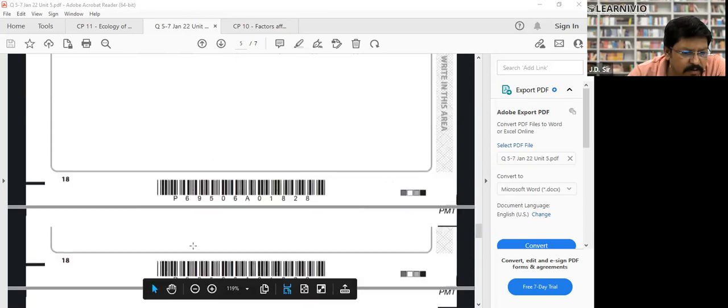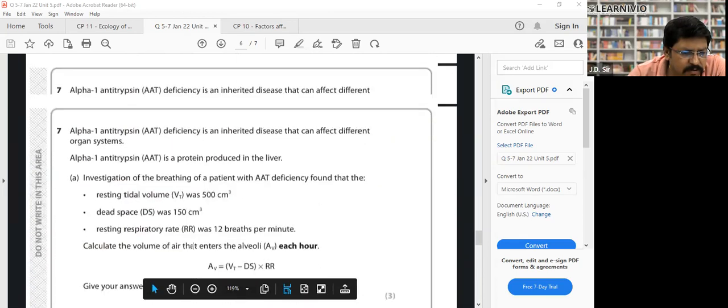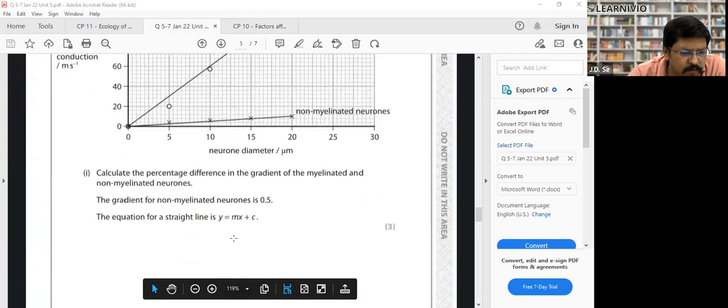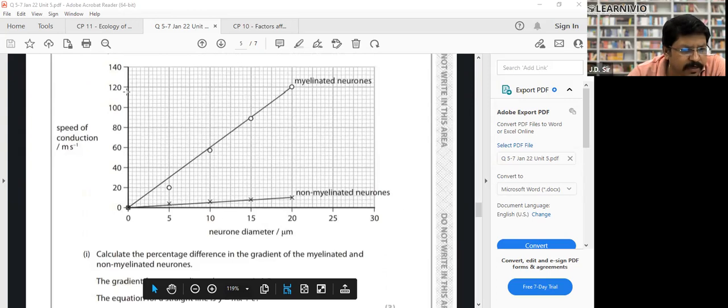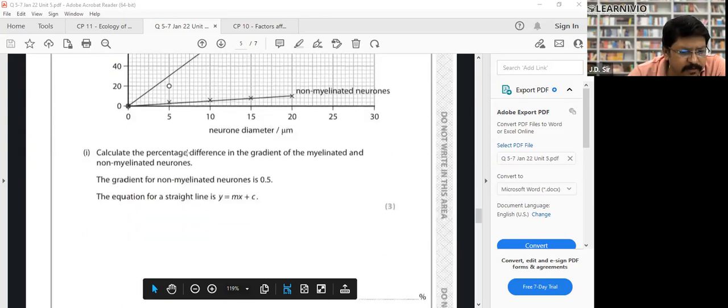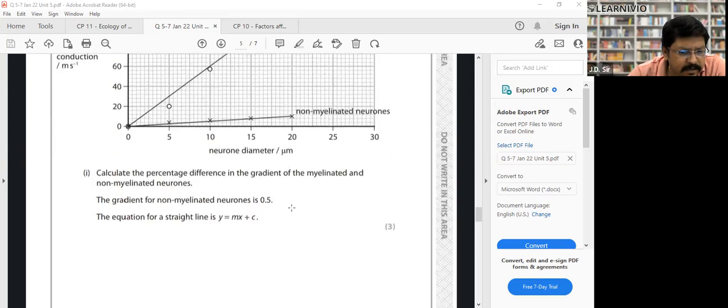Okay. Y value is going to be 120, because that's the highest point of myelin. Yes, 120, right? Then x can be 20, because that's where the last point is. Exactly. M is 0.5. And I guess this is the gradient. M is the coefficient.